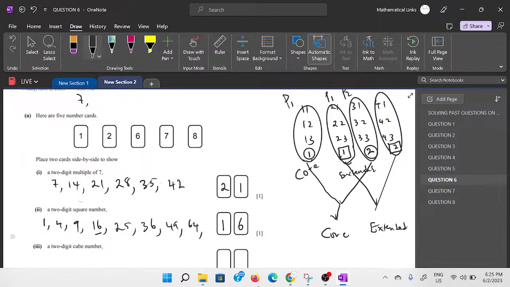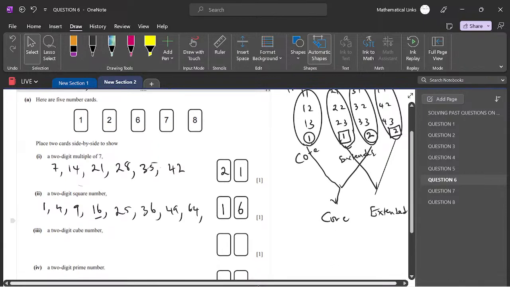What about 25? No, we cannot form 25 from the given cards. What about 36? No, we cannot form it from the given cards. What about 49? No, we cannot form it from the given cards. What about 64? No, we cannot form it from the given cards. The next one will be 9 times 9, 81. Yes, we can use 8 and 1. So this is how to tackle problems like this, okay?